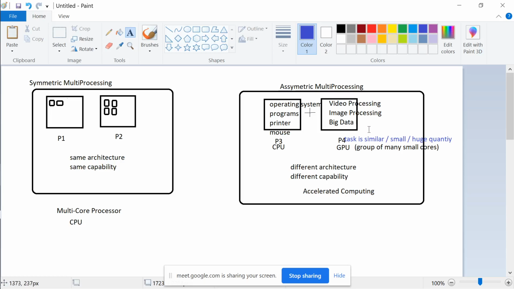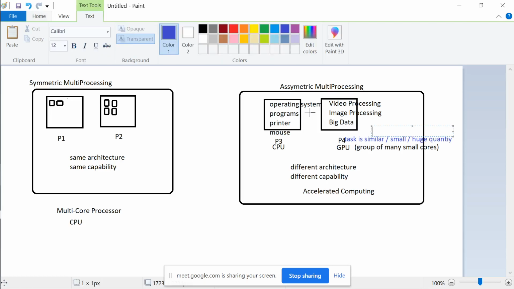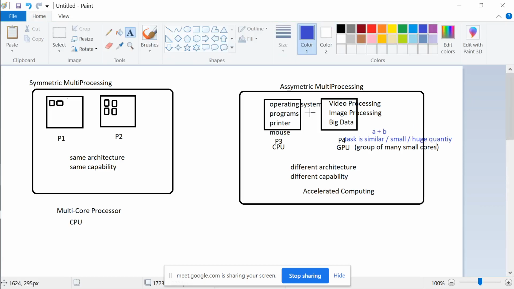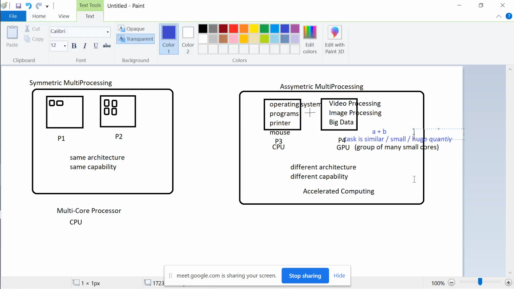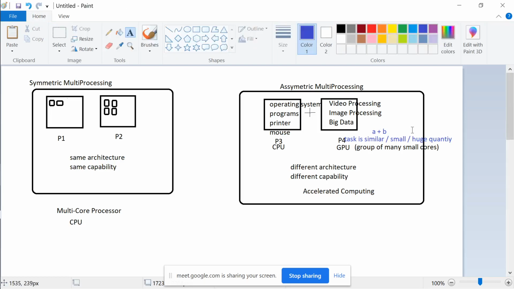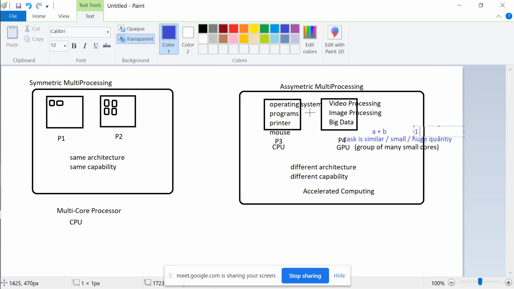What is a small task? A small task may be I just want to know the color of the pixel at position 0, 1, or the color of my pixel at coordinates 100 and 102. So the task is very small. It is like doing a simple operation A plus B, but in huge quantities. Maybe I have to add A plus B 1 million times. A can be different and B can be different, but I have to do the same calculation 1 million times.